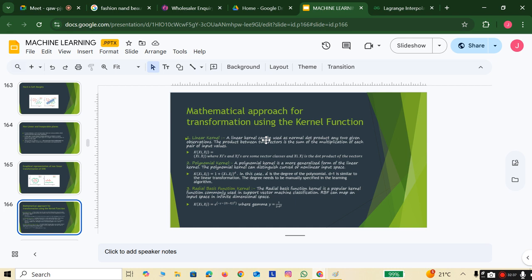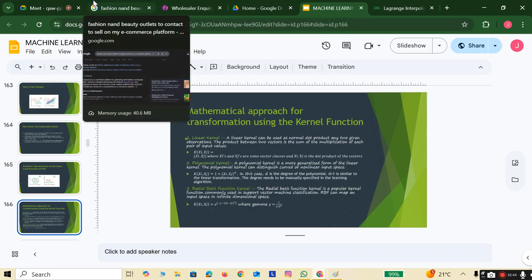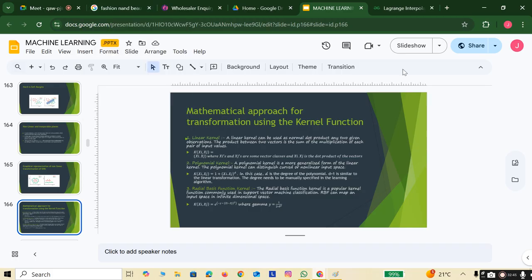So the mathematical approach for transformation uses the kernel function. A linear kernel can be used as a normal dot product of any two given observations. The dot product between two vectors is the sum of the multiplication of each pair of the values. Do you remember the dot product? Yeah, so the linear kernel uses the dot product.